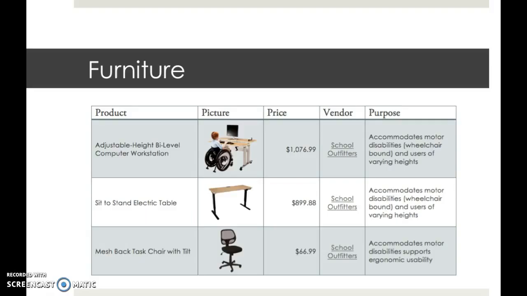These table choices assist students with differing motor abilities, students in wheelchairs, and students of varying heights and sizes. Last, the mesh-back task chair also assists with heights and supports ergonomic usability. All of these furniture choices were found at School Outfitters.